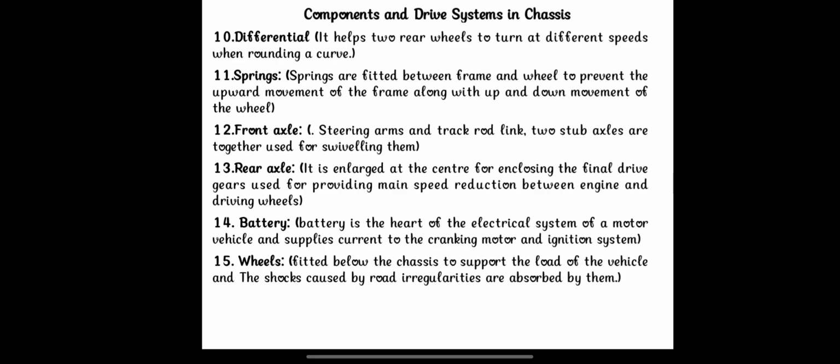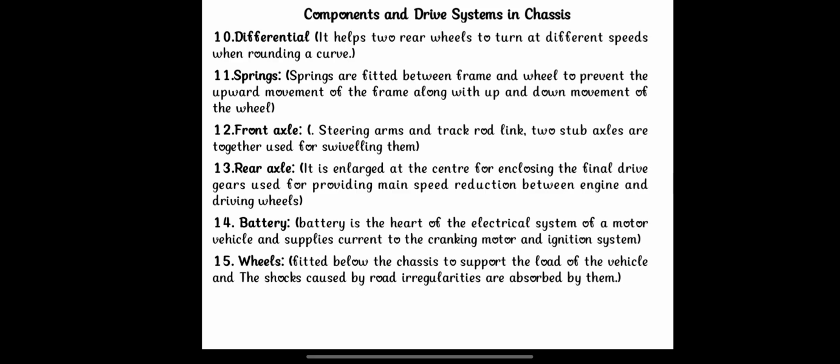Springs are fitted between the frame and wheel to prevent the upward movement of the frame along with the up and down movement of the wheel. Then the front axle, steering arms and track rod link. Two stub axles are used together for swinging them. The rear axle is enlarged at the center, enclosing the final drive gears, used for providing the main speed reduction between the engine and driving wheels.